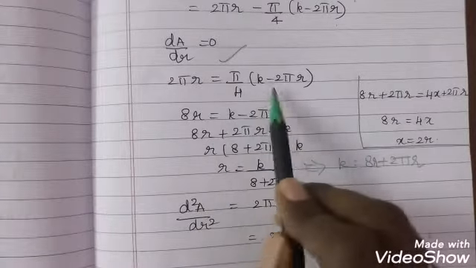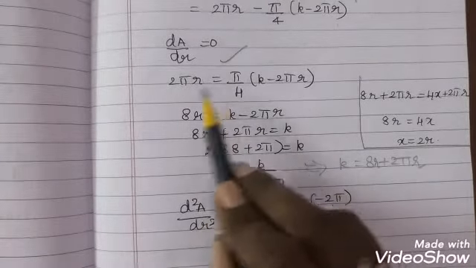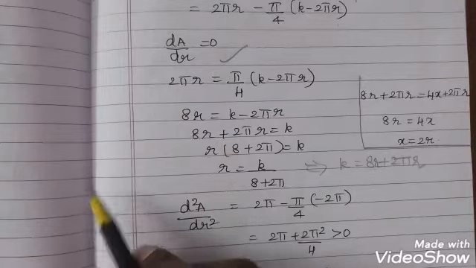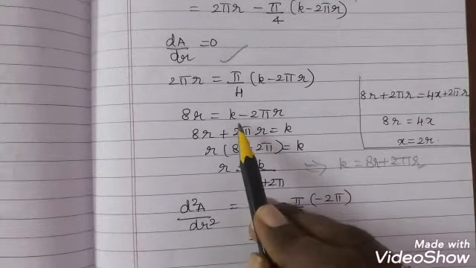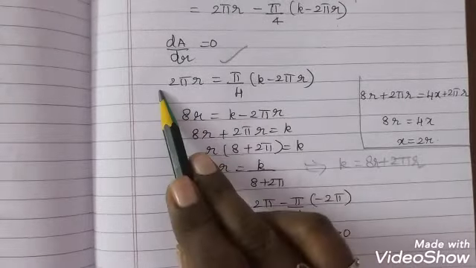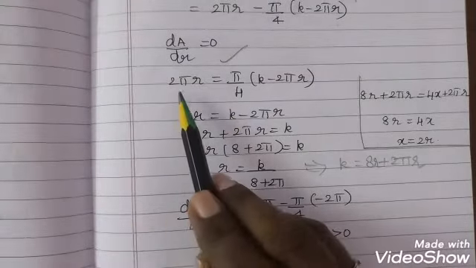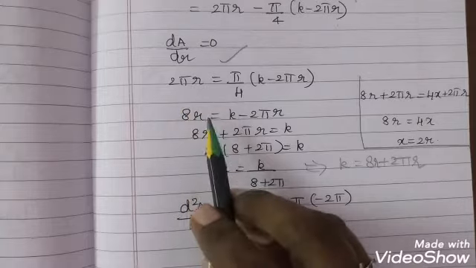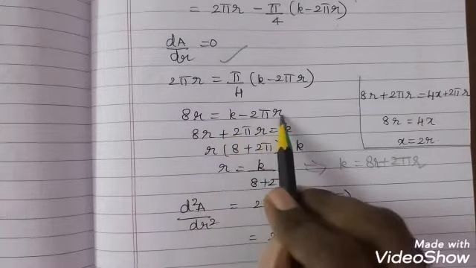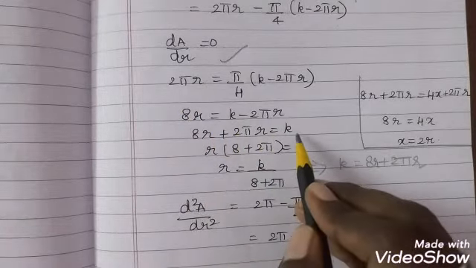So you're left with pi by 4 into k minus 2 pi r. Now cross multiply it here. So what will you get here actually? When you cross multiply in this case, you have 4, so it's nothing but 8 into pi r. Okay, so you have 8 pi r here, which is equal to k minus 2 pi r. So this is what you have here.